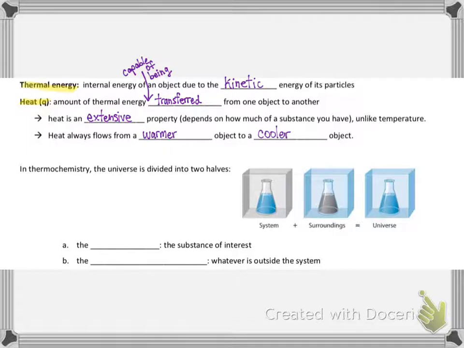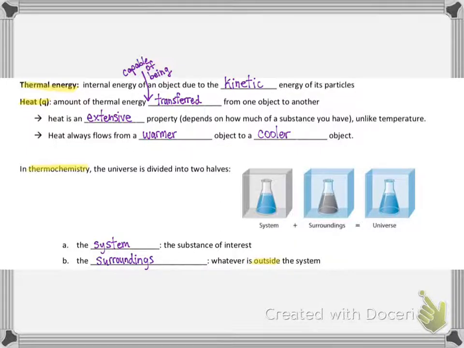All right, now in thermochemistry, you may recall that the universe, the entire universe, is divided into two parts. We say two halves, but they're really not quite equal. The first one, the thing we care about, is called the system. This is the substance of interest, whatever you are studying, usually a chemical reaction for us. And then the surroundings are everything outside the system. All right, this will be important as we go along.